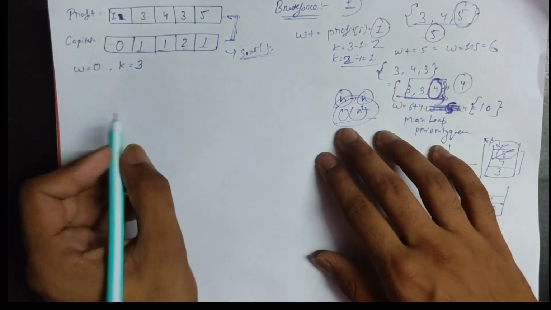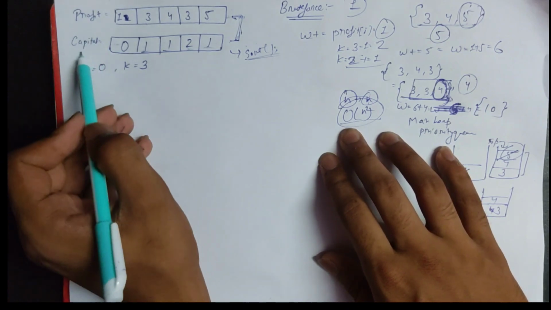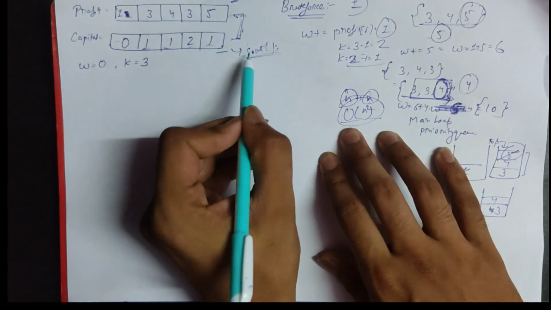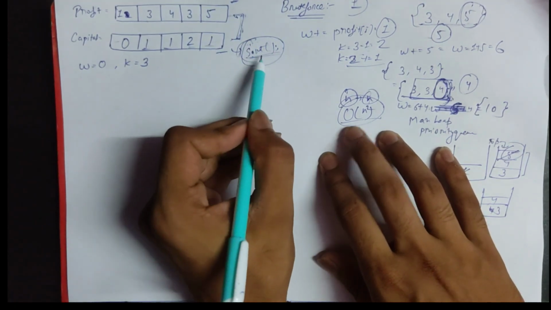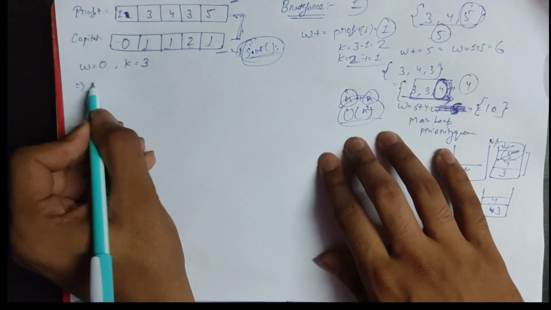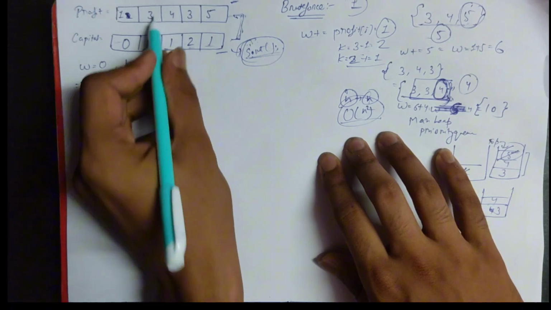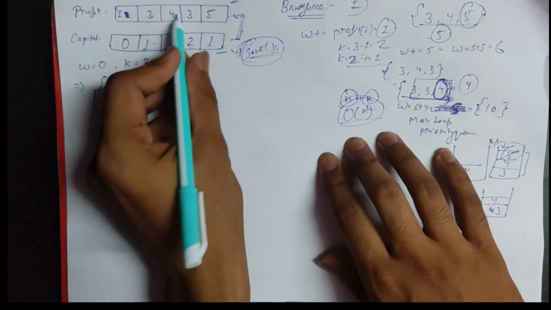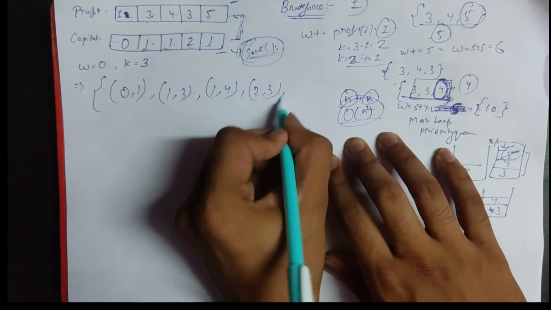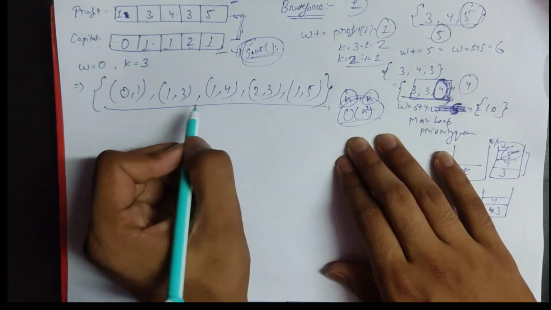So our vector of pairs will look like this, as we will make the vector of pairs with profit and capital. We will put the first value as capital and the second as profit, as we have to sort with the capital, and the vector is sorted with the first value of the pair. So the pairs will look like 0 1, 1 3, 1 4, 2 3, and 1 5, and this is our new vector which we have to sort.